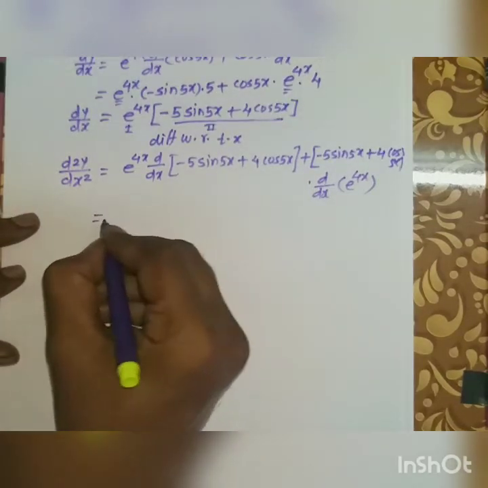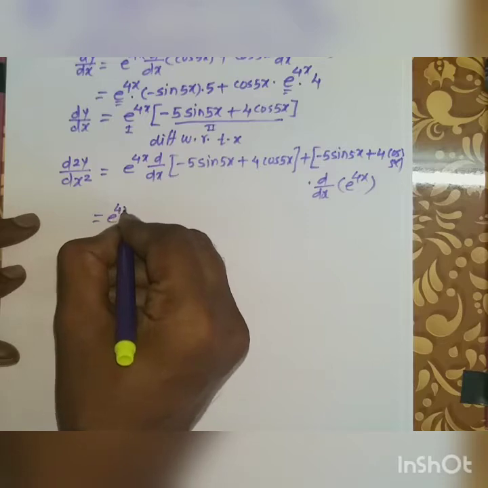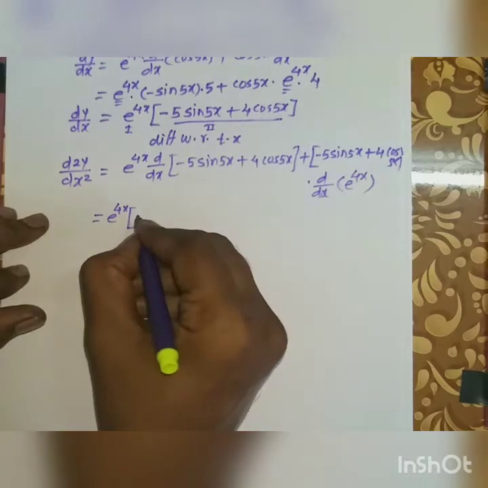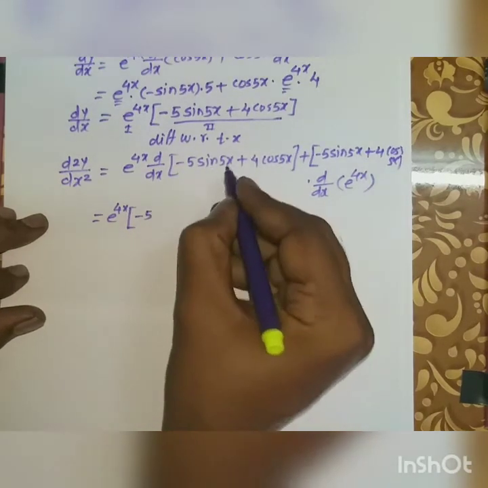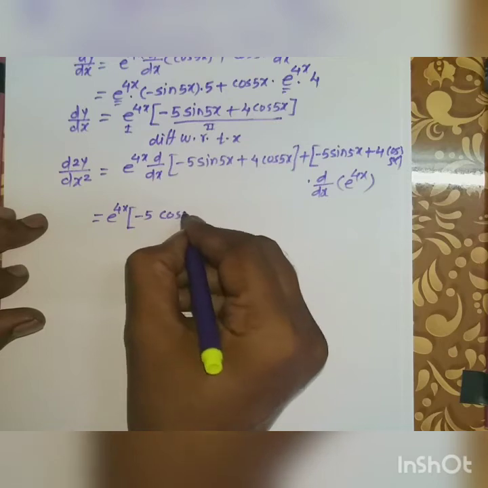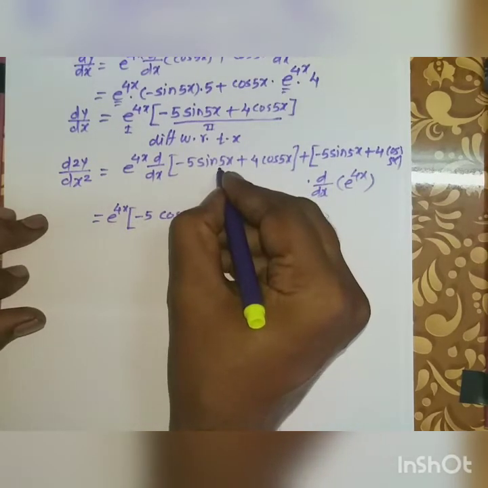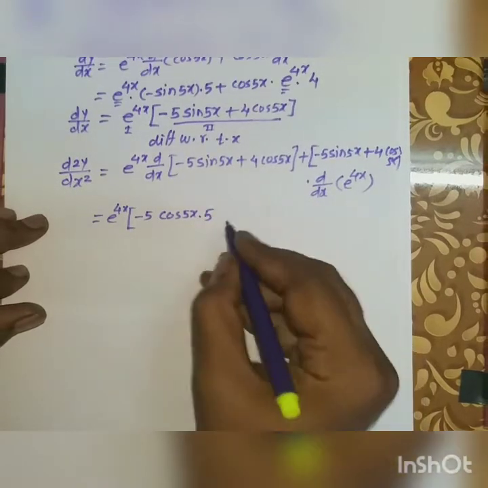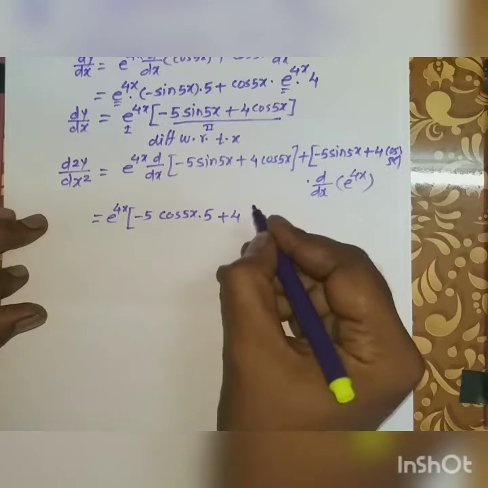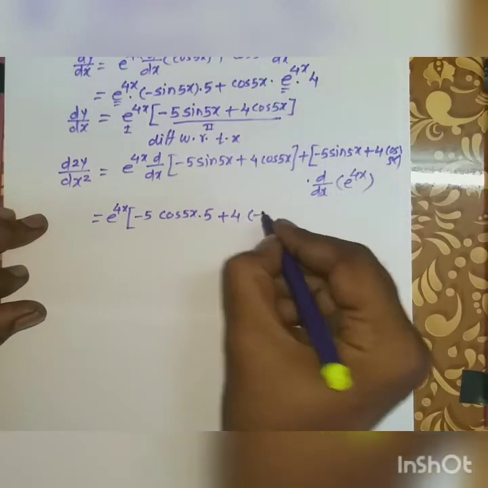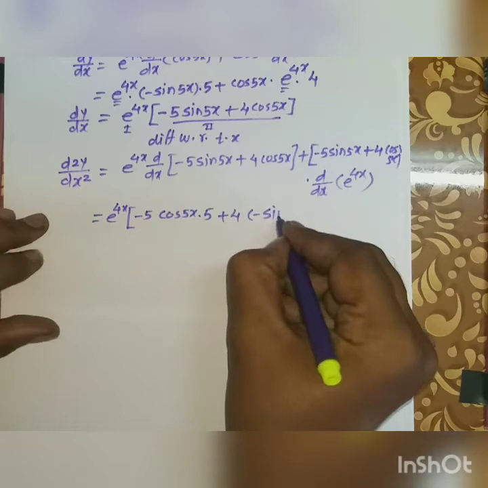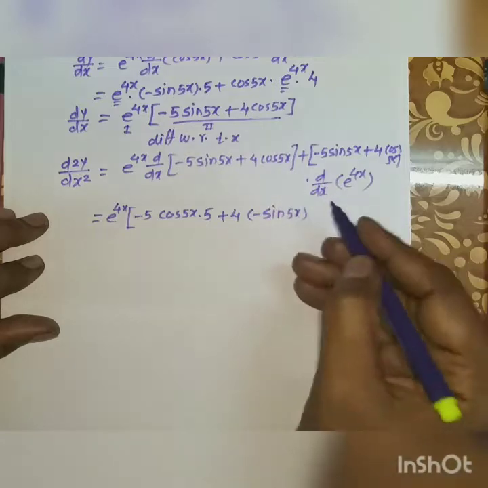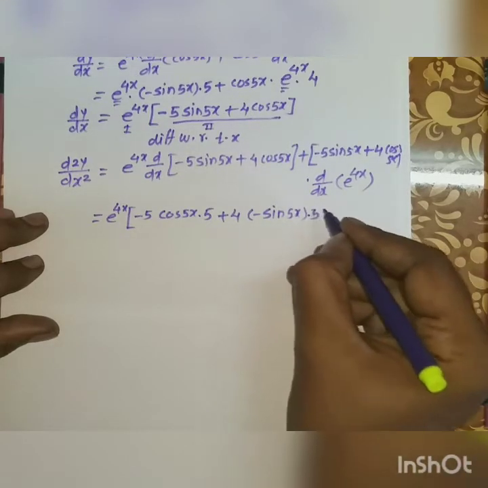Now first, e raised to 4x is the same, e raised to 4x. Again take the derivative of sin 5x. Minus 5 is a constant, the derivative of sin 5x is cos 5x, but in place of x we have 5x, a function of a function, right? The derivative of 5x is 5. Plus 4 into cos 5x, the derivative of the cos function is minus sin 5x.